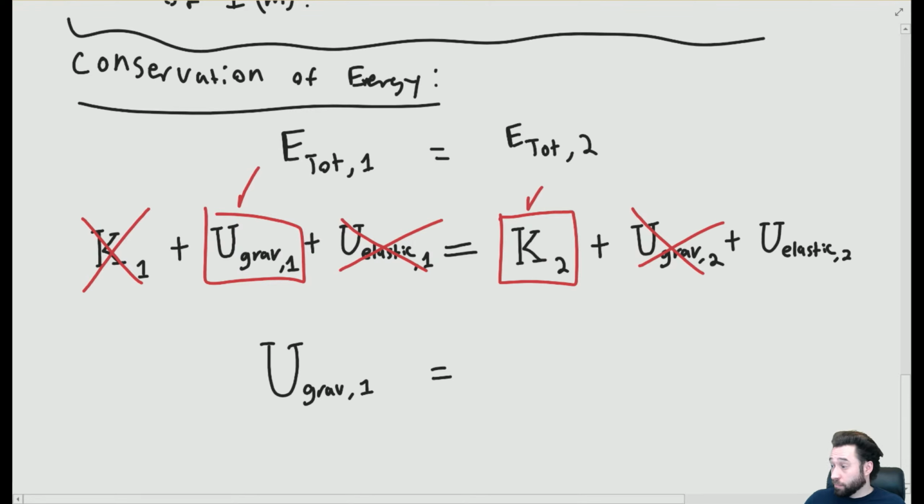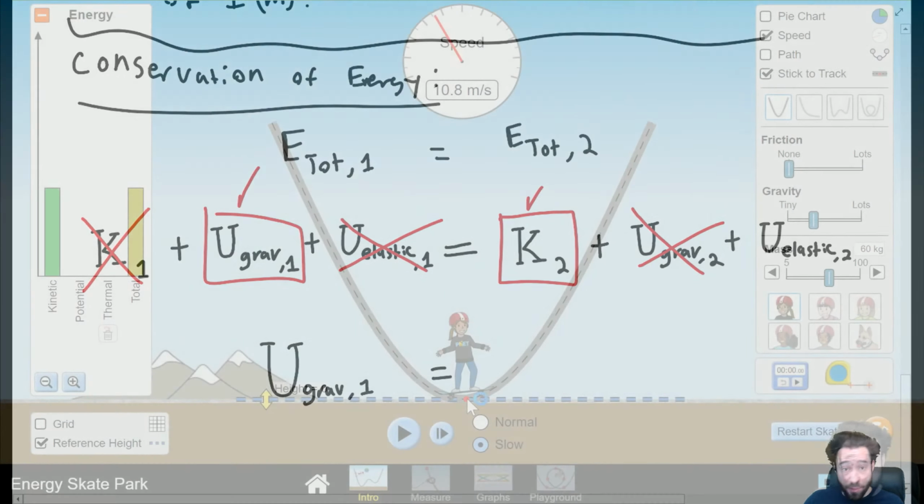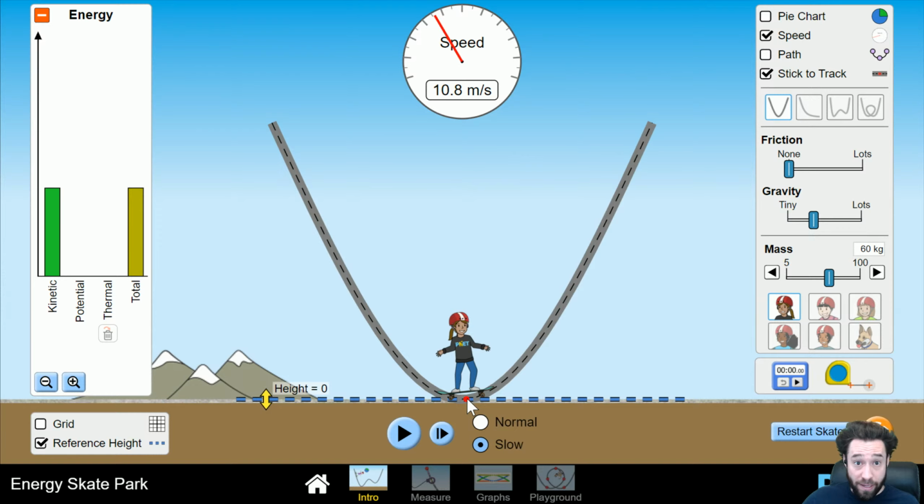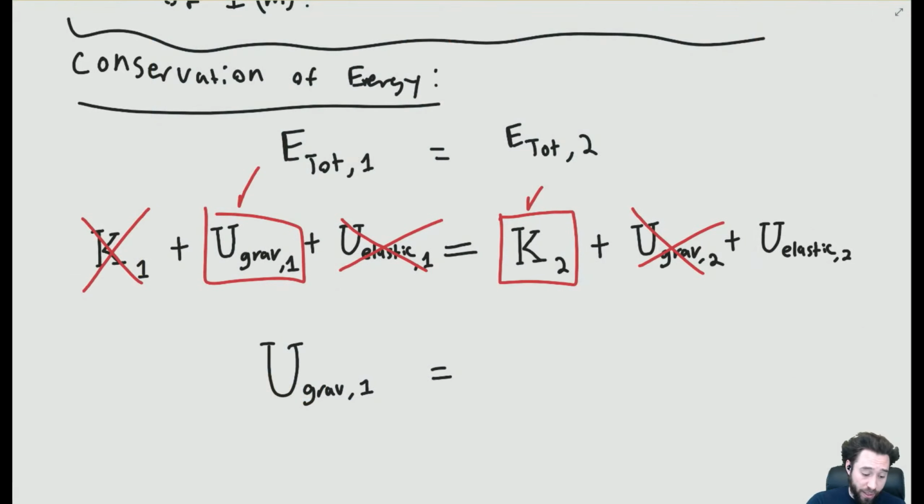And then, like we mentioned before, there is no spring that's either being compressed or stretched by the object at the state because there's no spring present. So we can go ahead and cross out elastic energy. So at state 2, the only energy that is present is kinetic energy.